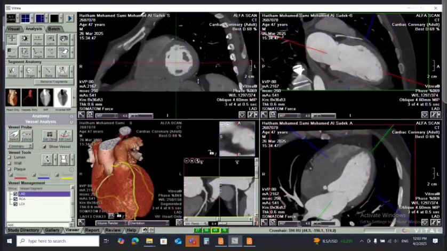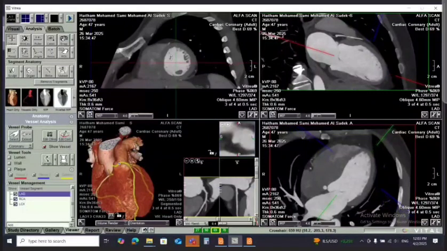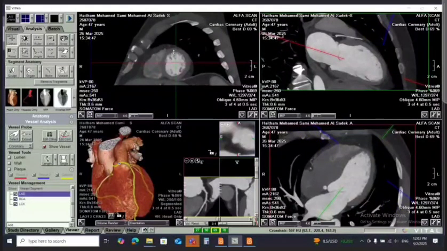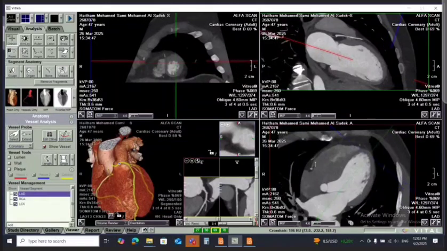These are the two papillary muscles. This is the anterior wall, medial wall, inferior wall, and lateral wall. And when you go more apically, these are the apical segments. Also, these are the anterior wall and septal, inferior, and lateral walls. And finally, this is the apex itself.